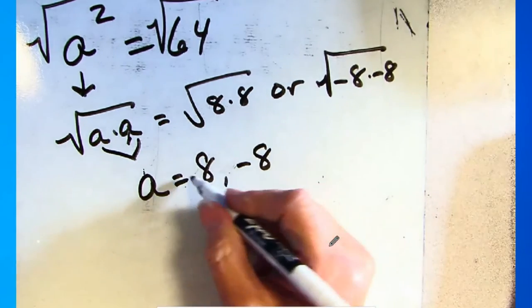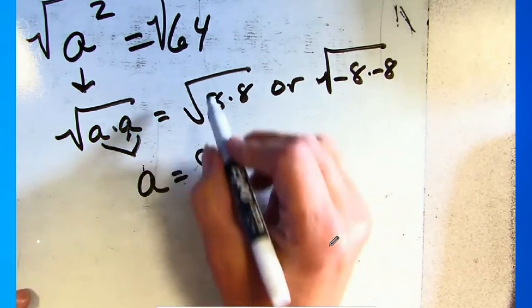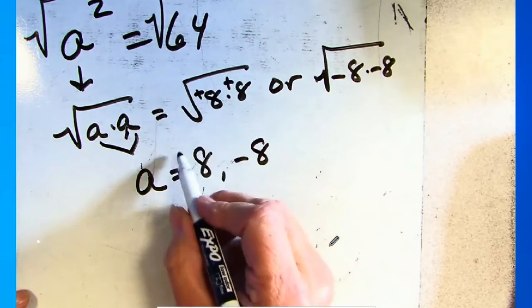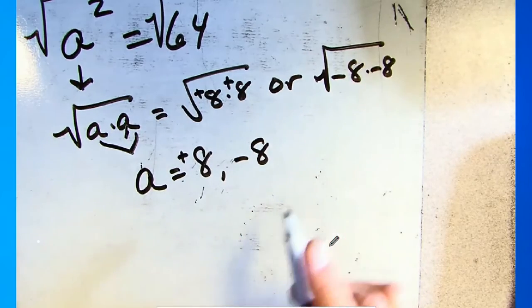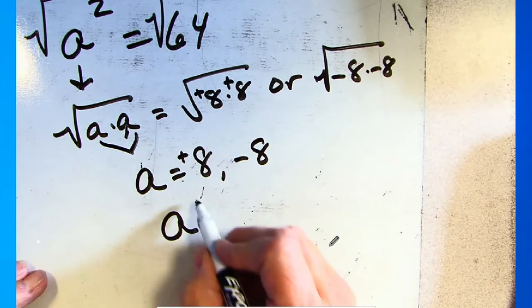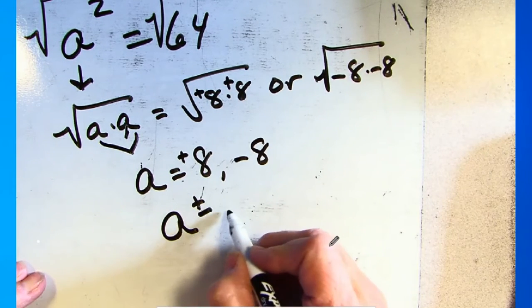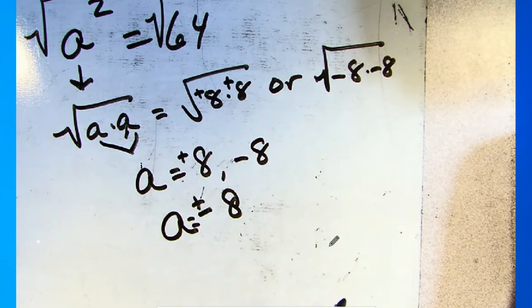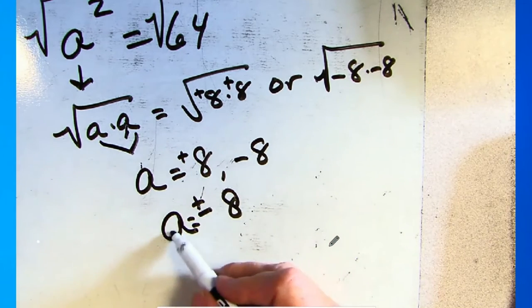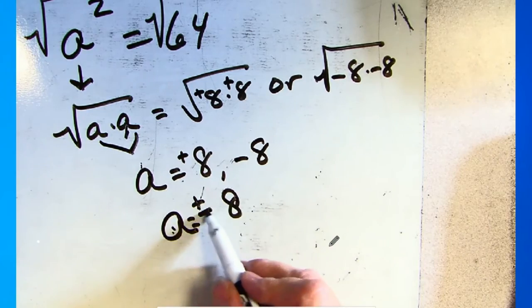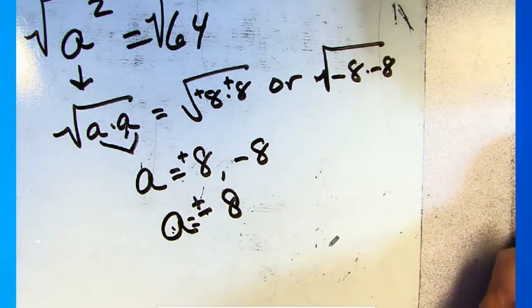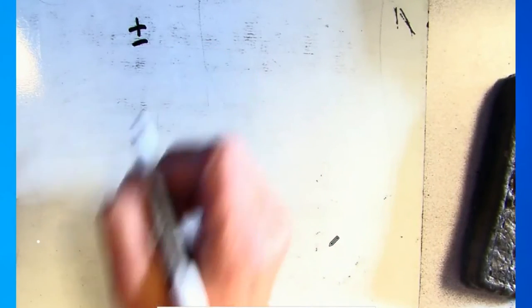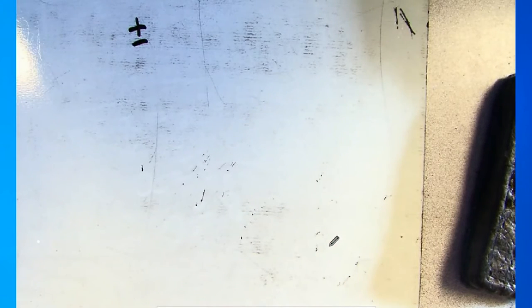Now when we see this, remember this is positive 8 times positive 8. The shorthand way in math of writing this is that a can either be positive or negative 8. So this plus or minus sign means either a is positive 8 or a is negative 8. It's one of those symbols you have to get used to. Plus or minus means both positive and negative answers are accepted.